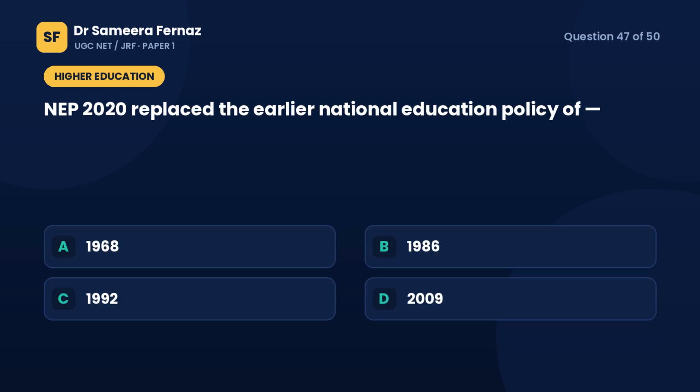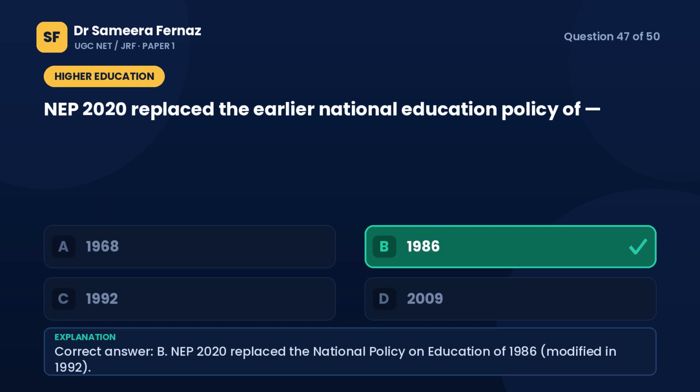Question number 46 from higher education. 3 letters in education news. NEP, what does it mean? So the answer is option A, National Education Policy. The newest one is from 2020.